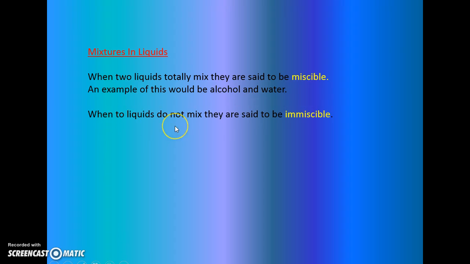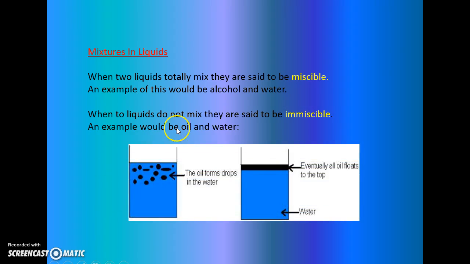When two liquids don't mix, we call that immiscible. And the perfect example is oil and water. The oil will stay on the top of the water because it is less dense. We say emulsion occurs once the oil sits on the top.